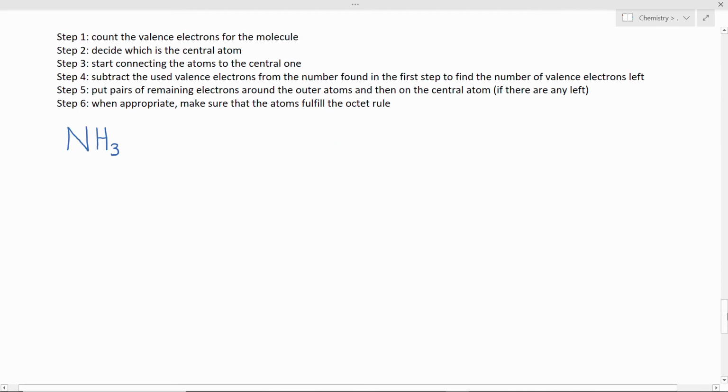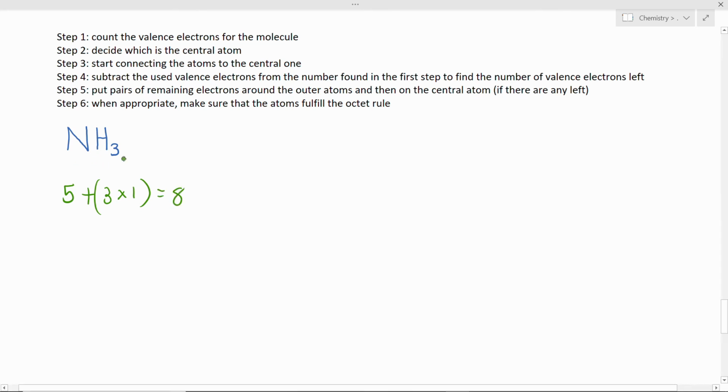Now let's do another example. Let's find the Lewis structure for NH3. Step 1 is to find the number of valence electrons for the molecule. So we know that nitrogen, because it is in group 5, has 5 valence electrons, and then we add the 3 times 1 valence electrons for hydrogen. 1 meaning that hydrogen brings 1 valence electron for each one of its atoms, and we multiply it by 3 because there are 3 atoms of hydrogen. And this gives us 8 valence electrons.